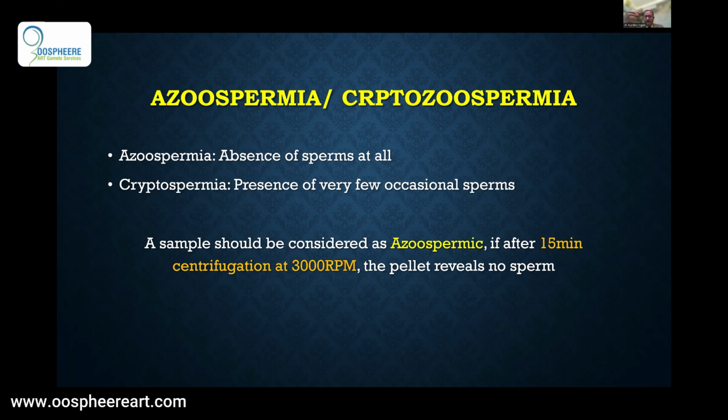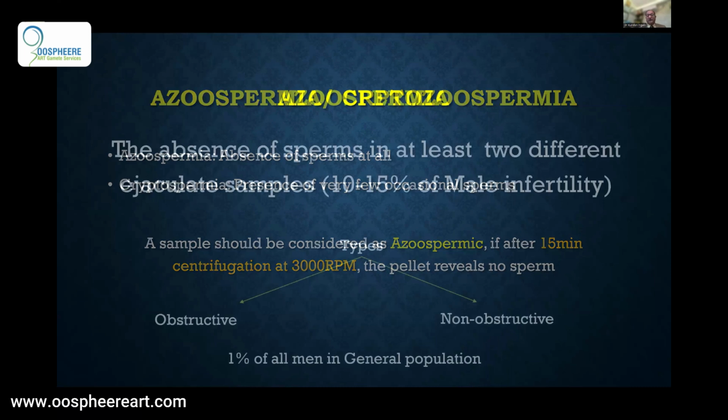And if there are any few sperms, like which happens in cryptozoospermia, if you happen to see some few sperms, at least you are sure that there is some production going on and there is no azoospermia. And this sample you can centrifuge for 15 minutes at 3000 rpm, and if the pellet reveals no sperm, then you can consider it as azoospermia.